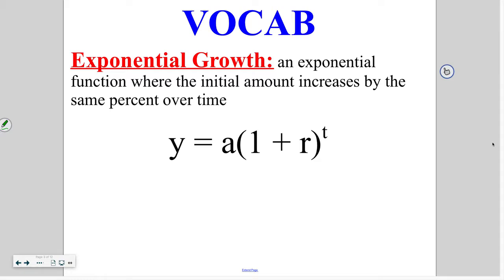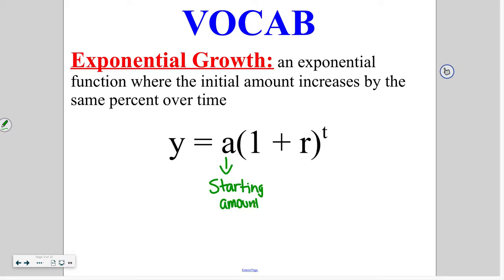This is an exponential function. Remember that graph that we looked at yesterday where we have that rapid increase, where the amount increases by the same percent over time. Our formula for this is y is equal to a parentheses 1 plus r to the exponent of t. Breaking this down, a is our starting amount.